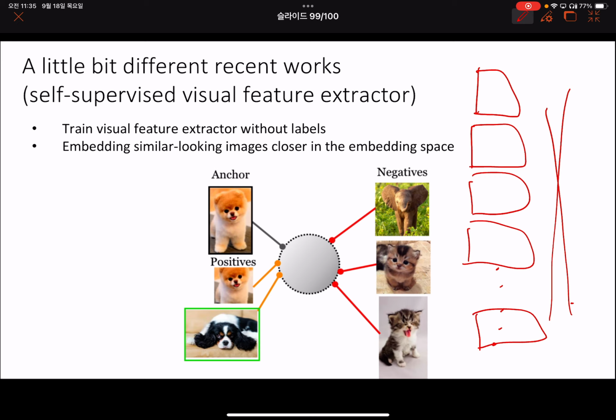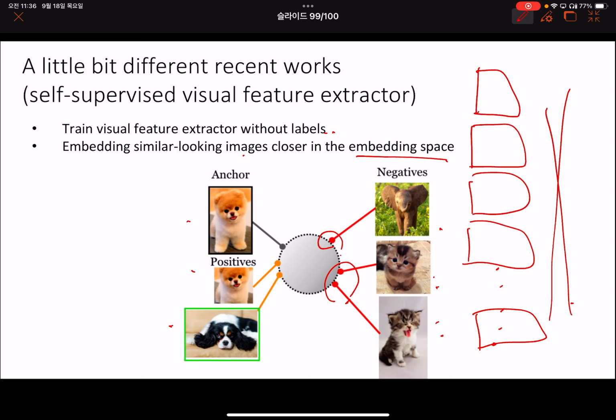So the first approach, I guess, is contrastive learning, self-supervised contrastive learning. They try to train visual features without labels. In short, embed similar-looking images closer in the embedding space. These are dogs. These are not dogs. So we try to embed dog images at similar positions in the embedding space, and cats should also be in a similar space.